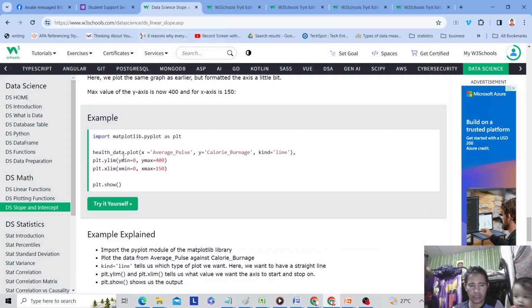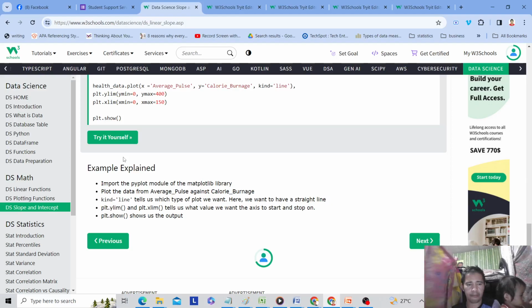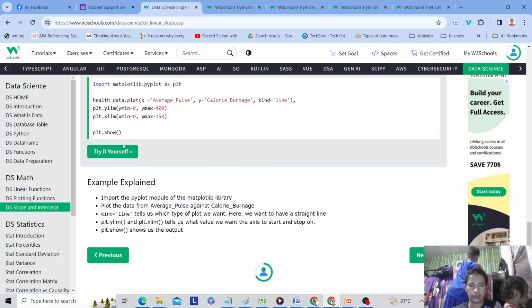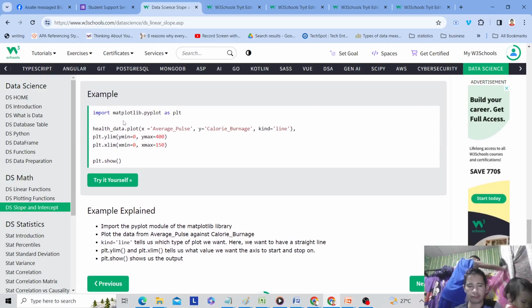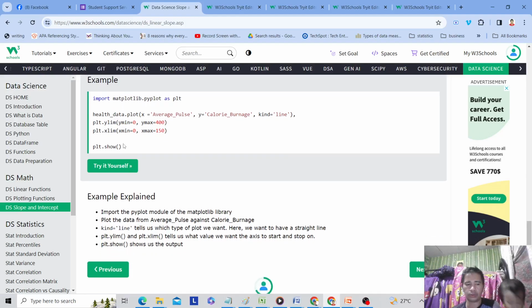Okay, you can see the explanation for that. Import the pyplot module of the matplotlib library. Data from average pulse against calorie burnage. Kind equals line tells us which type of plot we want. Here we want to have a straight line. plt.ylim and plt.xlim tell us what values we want to start and stop on. plt.show shows us the output.